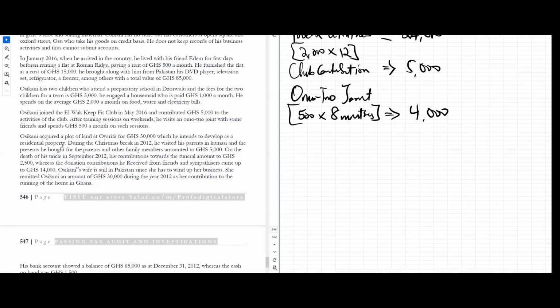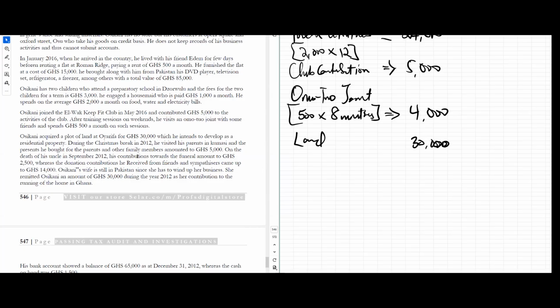Third, Osikeni acquired a plot of land at Oyarifa for 30,000, which he intends to develop. This is an old question. So land, right? Land, how much? 30,000.